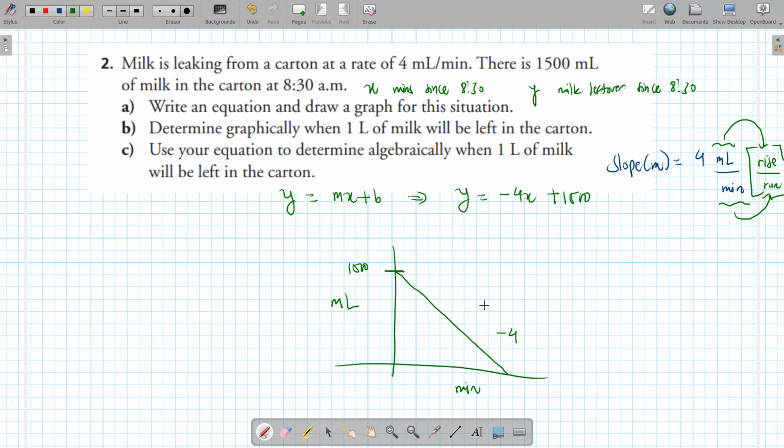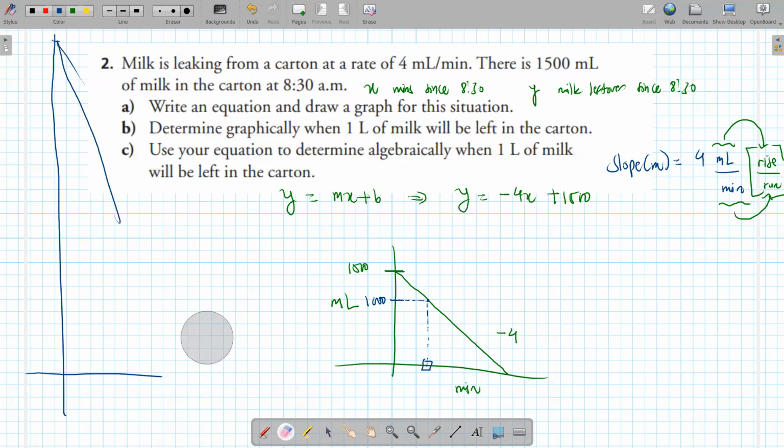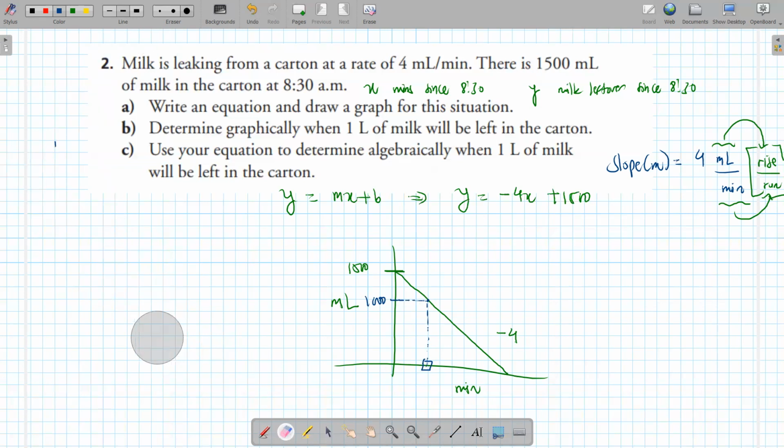B, determine graphically when 1 liter of milk is left. We're not gonna do this graphically, but how you do this is like this. You wanna find where 1000 is, because 1000 milliliters is 1 liter. So you go across this and you find out what the x value here is. Now we're not gonna do this graphically because 1500 is gonna be all the way up there and I don't know where 4 is. The slope could be like this, could be like that, it's not very precise doing this by hand. We are gonna do this by using the equation.